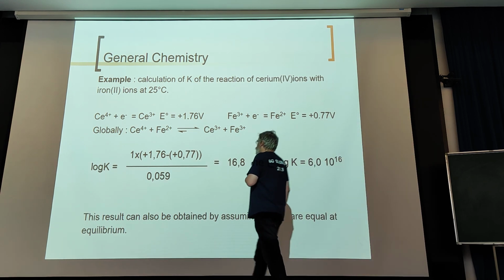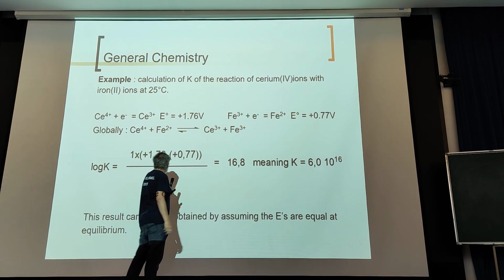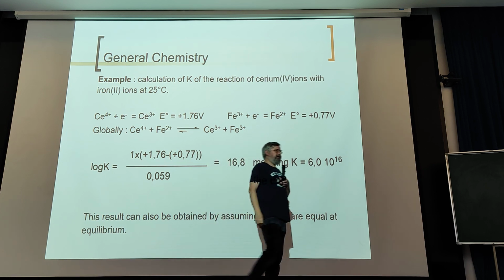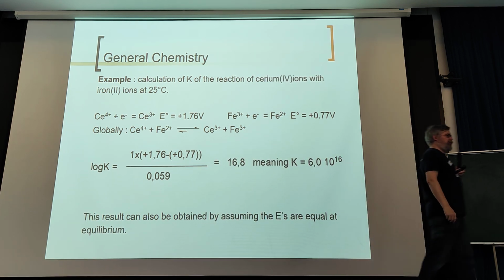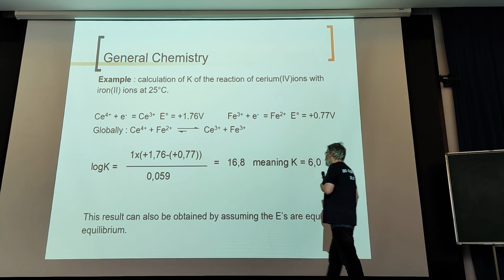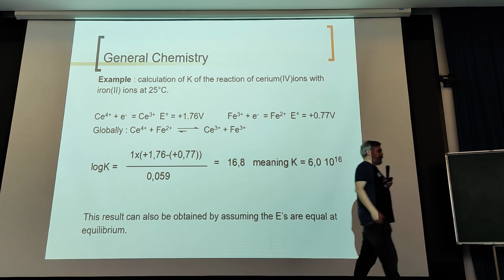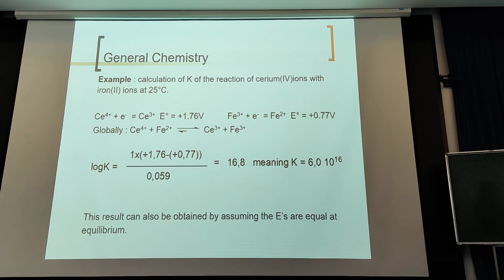So the amount of electrons is 1, so N is 1. This is the potential difference. It's 0.99 volts, 1.76 minus 0.77. And this we divide by 0.059 and we arrive at 16.8. And that's of course a logarithm, so if you convert it to the ground number, that means now we arrive at a K of 6 times 10 to the 16th. Again, a very big number.